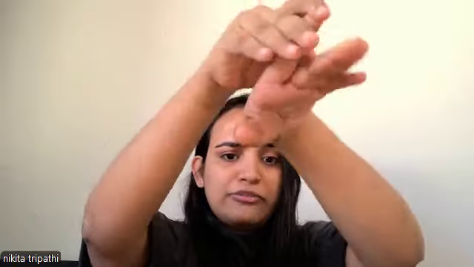This movement is for C7. Elbow extension and wrist flexion. So don't be confused between C6 and C7. C6 is like this movement, elbow flexion and wrist extension. C7 is opposite, elbow extension and wrist flexion like this. That is C7.